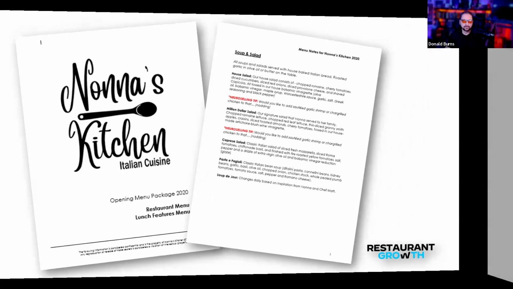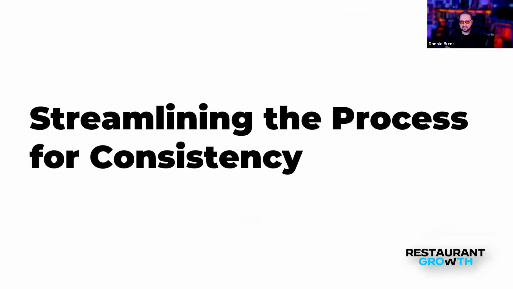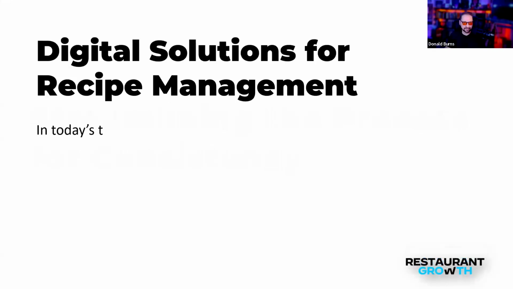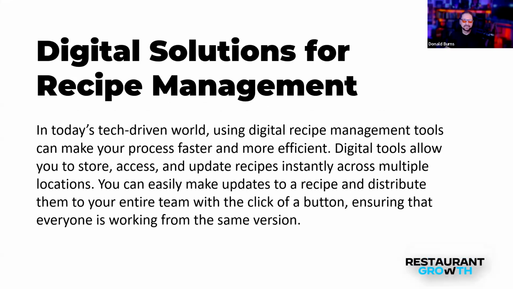So, streamlining the process for consistency. How do we streamline this process? Well, number one, you want to try to integrate digital solutions for recipe management. In today's tech-driven world, and now we've got AI in there too, digital recipe cards are powerful because they can help you process stuff. A lot of people get recipe cards on an iPad. They use programs like MasterCook. There's all kinds of stuff out there. A lot of food costing programs have recipe cards built into the recipe costing program that you can pull up.